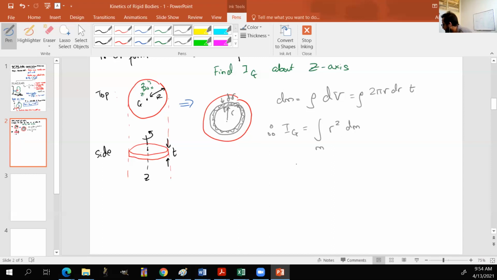But now we've changed this around, right? We have r squared times rho times 2 pi r dr t. And the only differential that you're going to be integrating over is r. So that changes your integration. How does r change? It goes from 0 to big R. All right, so pull out all of your constants. So you have 2 pi rho and the thickness T. All of these don't change over your integration. So you're doing 0 to R of r squared times r, so you get r cubed dr.